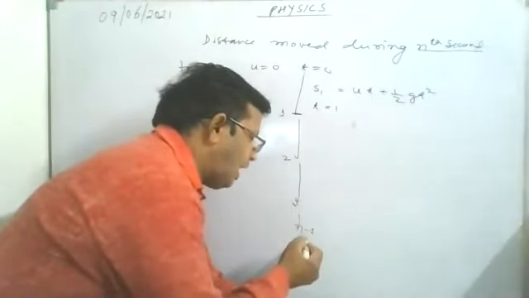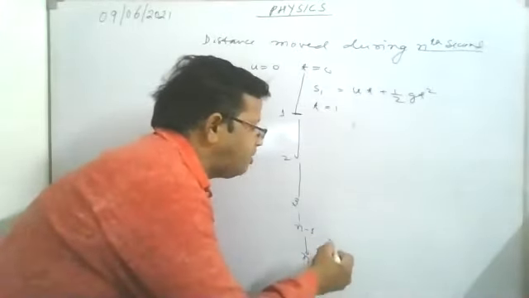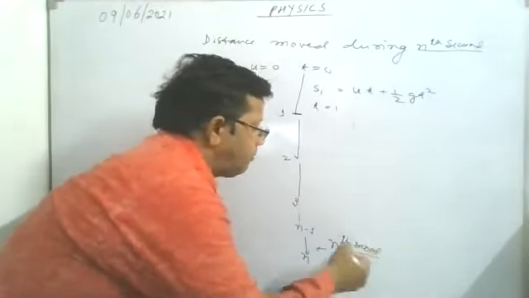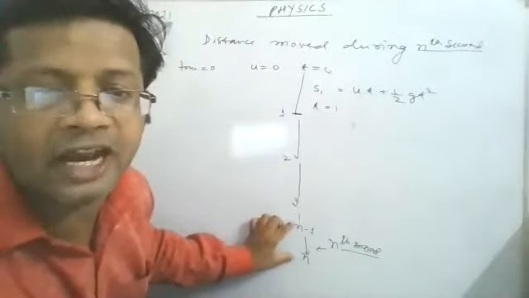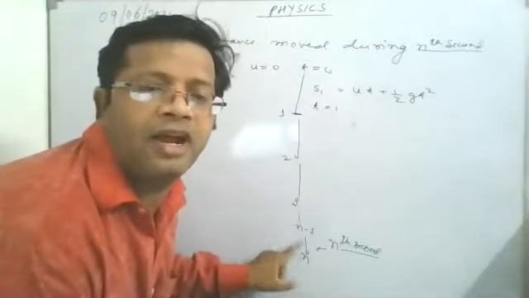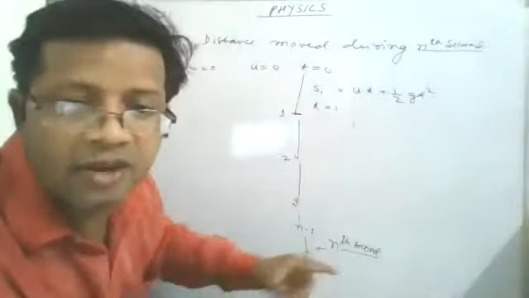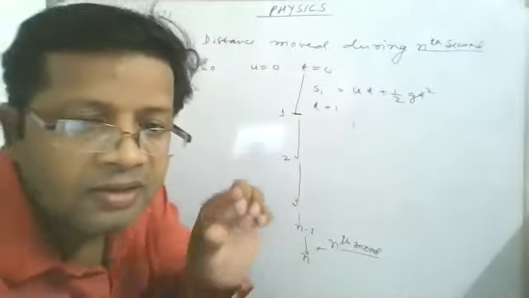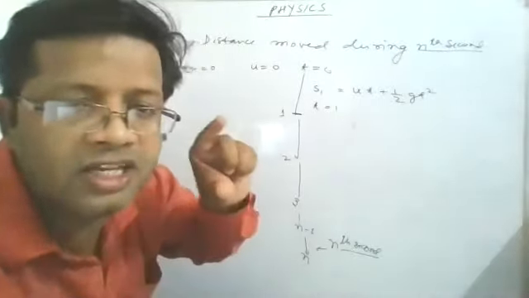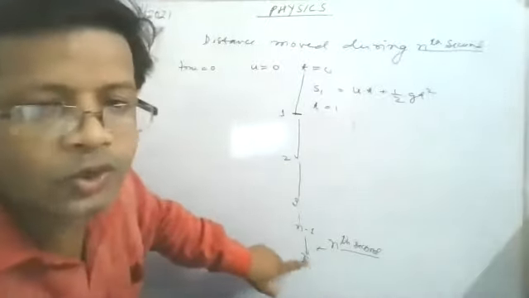Similarly, the time interval between n-1 and n seconds is called the nth second. So what is this time? Nth second means this time interval from n-1 to n. What is this time interval? During the nth second, what is the time interval? This time interval is n-1 to n second. This time interval is only 1 second, but we call it the n-1 to n second.